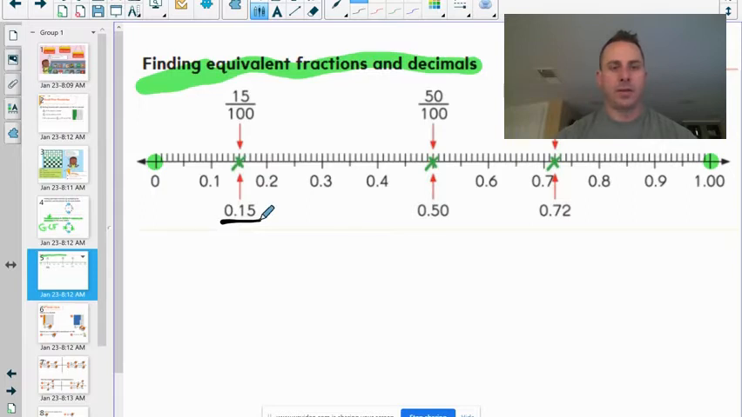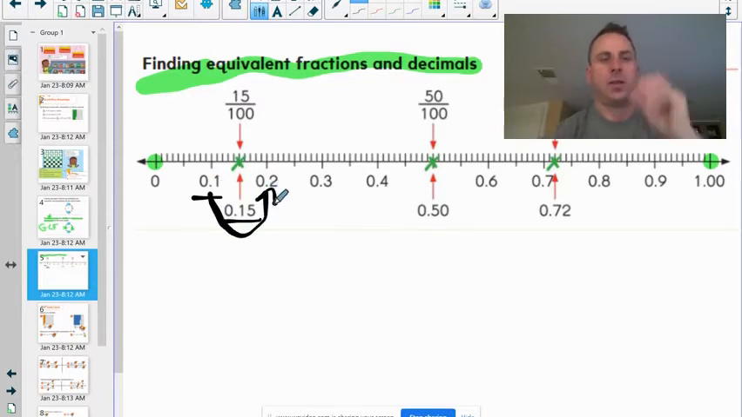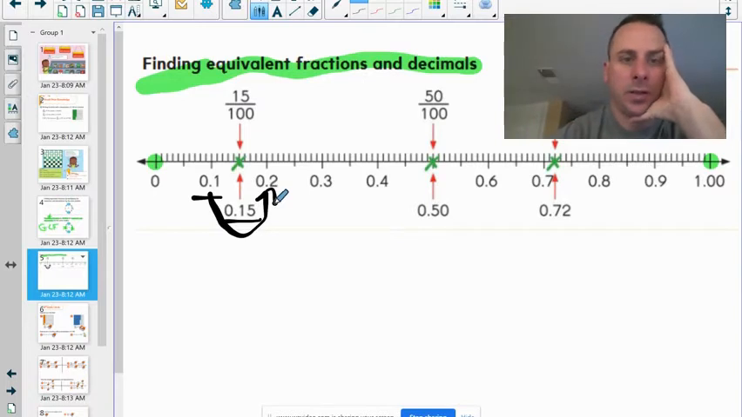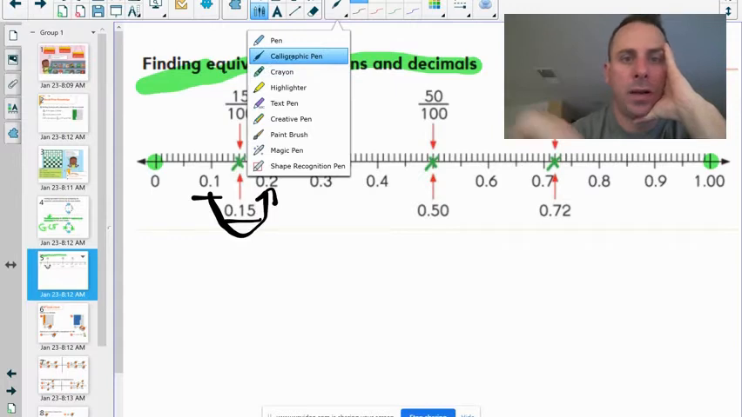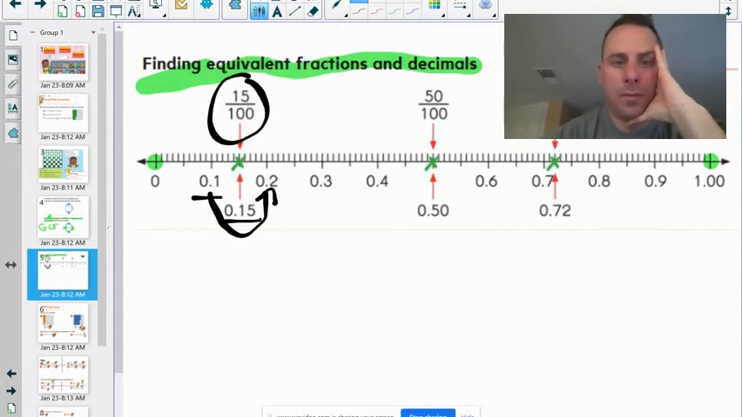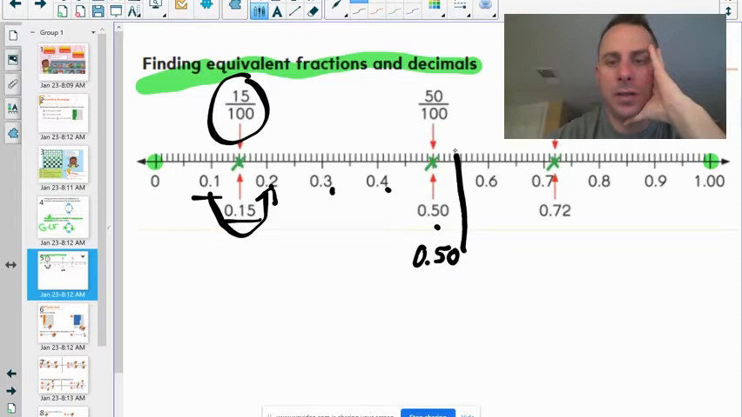15 hundredths. Remember, this number is 1/10. And halfway between 1/10 and 2/10 is 15 hundredths. So here's your number 15 hundredths. 2/10, 3/10, 4/10. 5/10 is also 50 hundredths, right? 50 hundredths. And you could see the connection between the fraction and the decimal. You actually say it the same way.